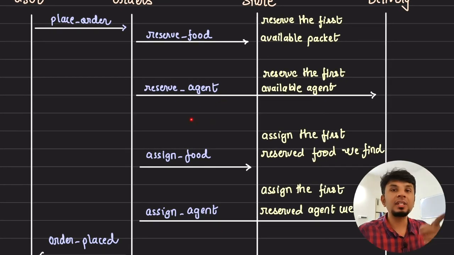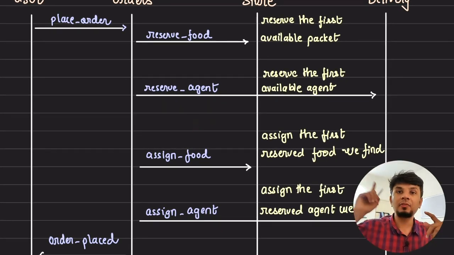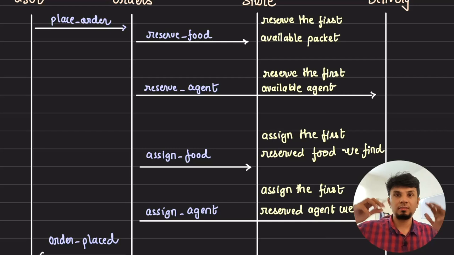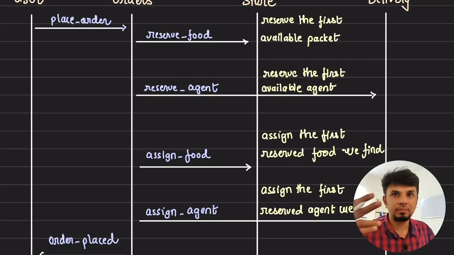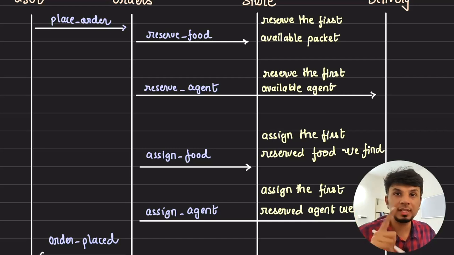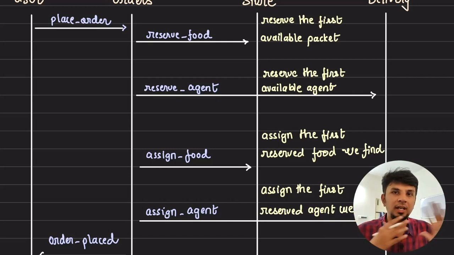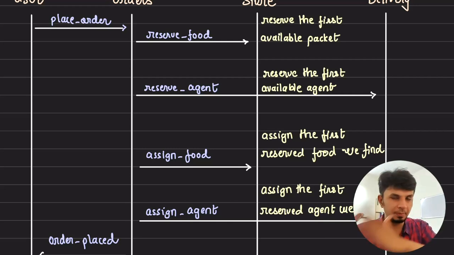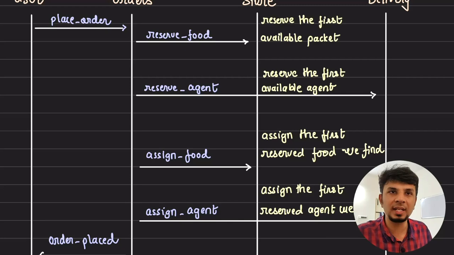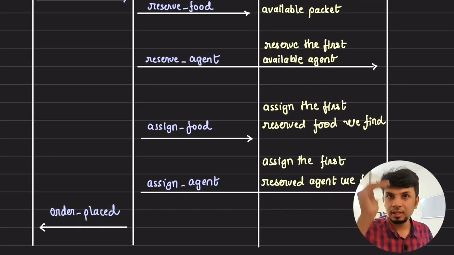Second, reserve agent, which means reserve the first available agent from the fleet, reserve the first available delivery agent. Again, similar to food, we are reserving a delivery agent for some order. So once it is there, the food is there, the agent is there, we are done. The person and the food is reserved for some order. We are not guaranteeing which order. We are saying some order. We are reserving that particular person. This was the preparation phase.